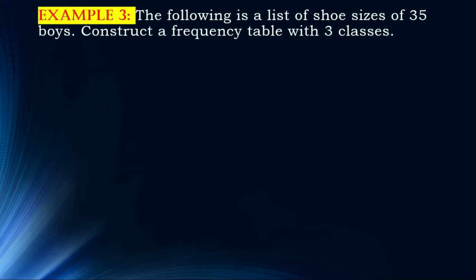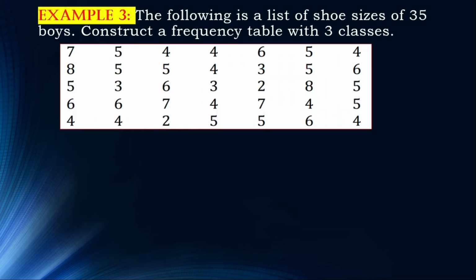Okay, example number 3. The following is a list of shoe sizes of 35 boys. Construct a frequency table with 3 classes. So again, given na ulit yung ating desired number of classes, which is 3. Okay, at meron tayo ditong 35 values. So 1, 2, 3, 4, 5, 6, 7 times 5, it's 35. Okay, correct.